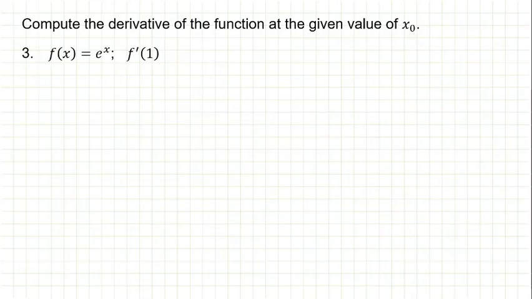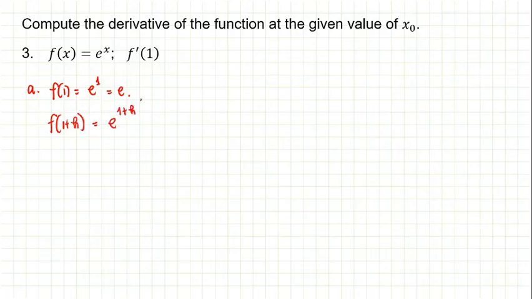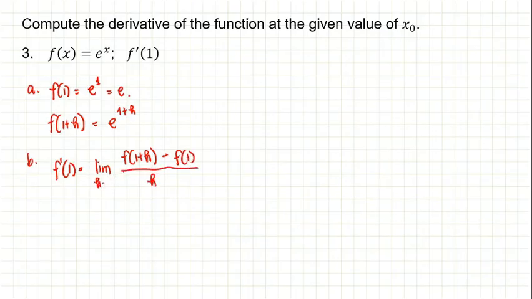Now, the last one. Suppose we have e to the power of x. So we need to find f prime of 1. So we do the same thing again. A, f of 1 is just equal to e to the power of 1 or just equal to e. Okay? Then we have f of 1 plus h. So that will become e to the power of 1 plus h. So there. Then we apply the formula f prime of 1 is equal to the limit of f of 1 plus h minus f of 1 all over h as h approaches 0.